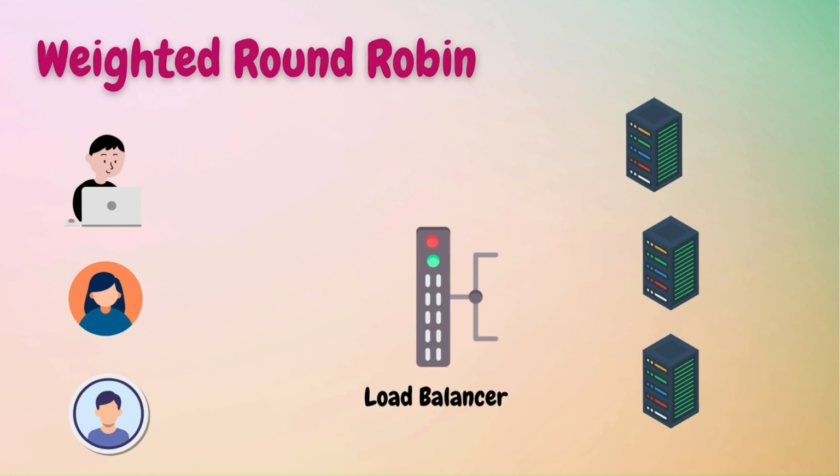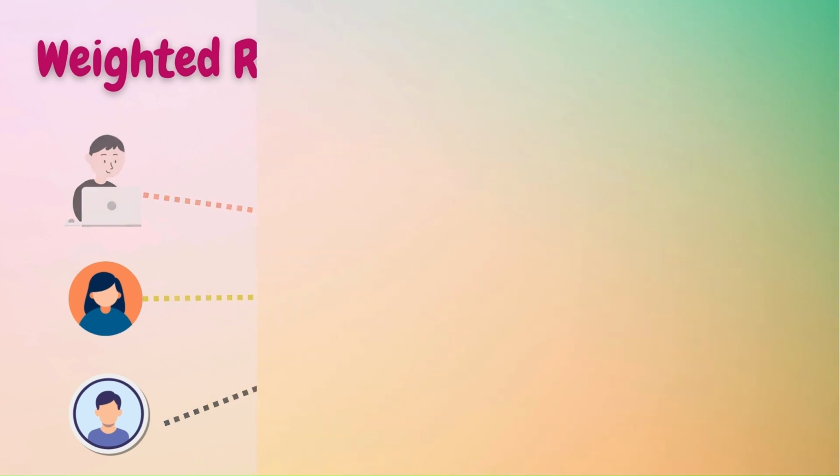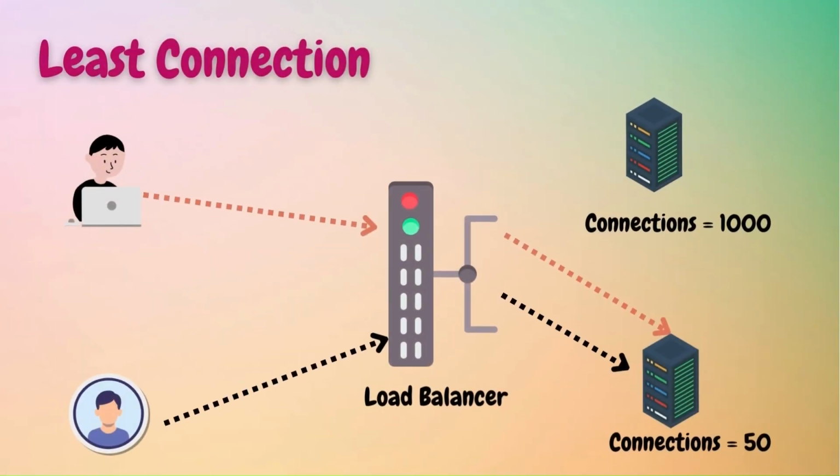Weighted round robin is similar to round robin. Weighted round robin assigns a weight to each server based on its capacity or performance. Servers with higher weights receive more requests, allowing for better resource allocation and load distribution in heterogeneous server environments. The least connection algorithm directs incoming requests to the server with the fewest active connections at the time of the request. It is ideal for scenarios where server response times vary significantly or when sessions have varying durations.